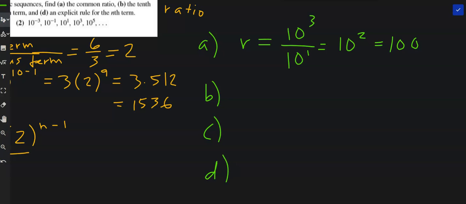Well, okay, so now we can write out the explicit formula, right? G sub n equals first term times the common ratio to the n minus 1 power. The first term would be 10 to the negative third, the multiplier being 100.